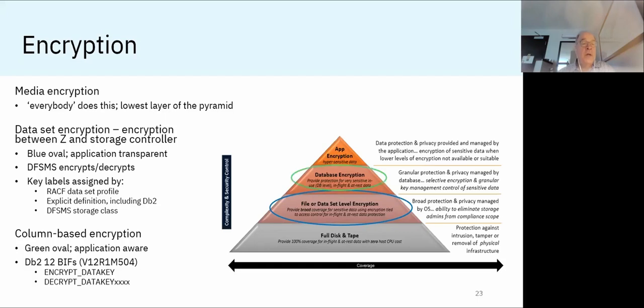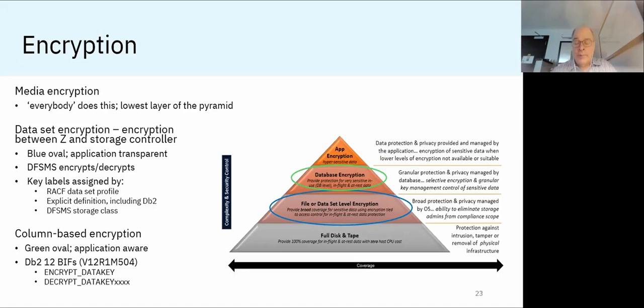The third level of encryption would be column-based encryption. And so that's things that are supplied by the database. And in the case of DB2, it would be the built-in functions that were added in version 12 of function level 504. And that would be the encrypt data key and decrypt data key, where the application is aware of the encryption, but they're using DB2 built-in functions to do this.